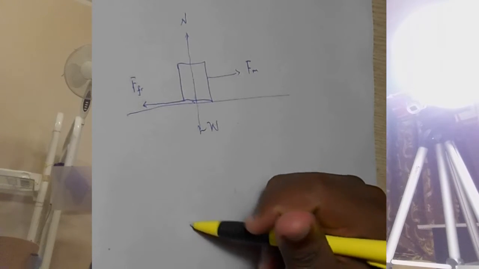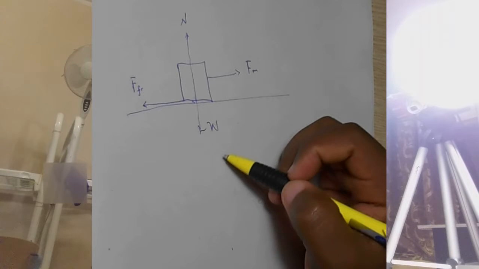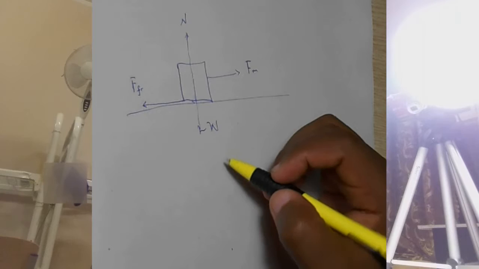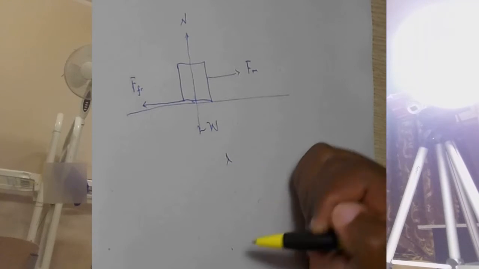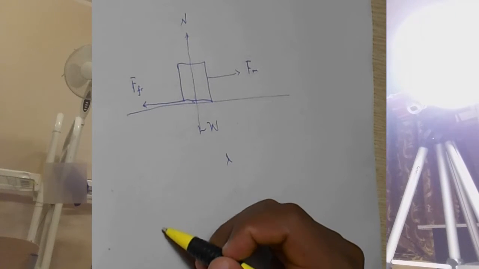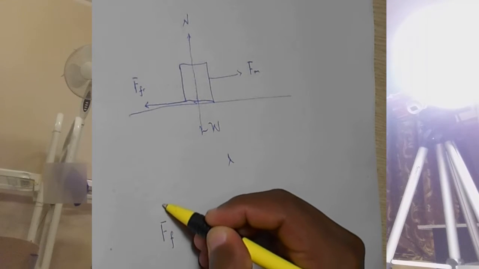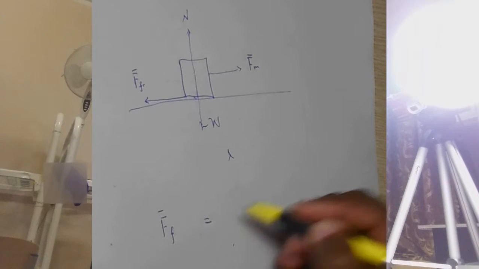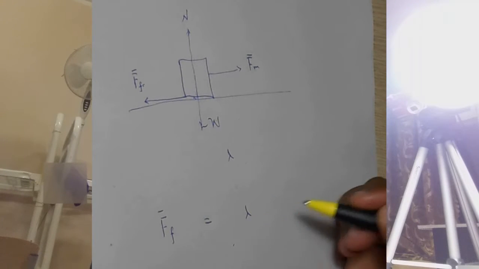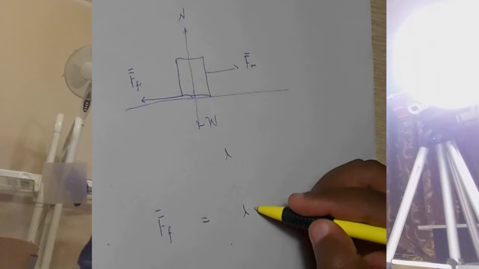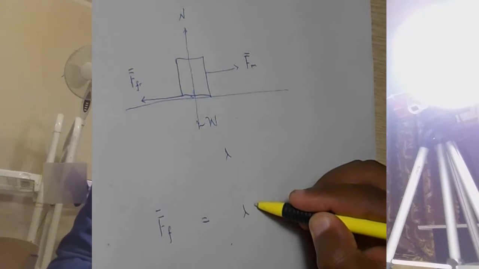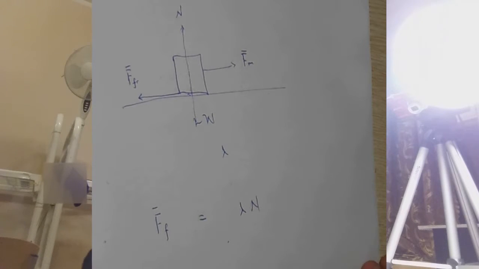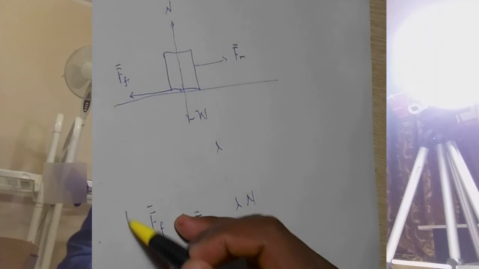So given the coefficient of friction to be lambda, the frictional force would be equal to lambda multiplied by the normal reaction of the body. So this is another kind of force.